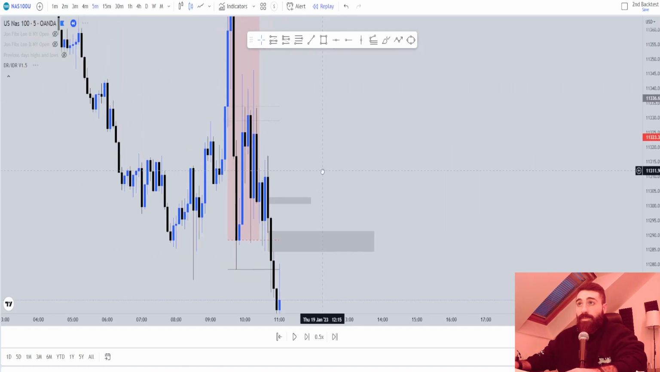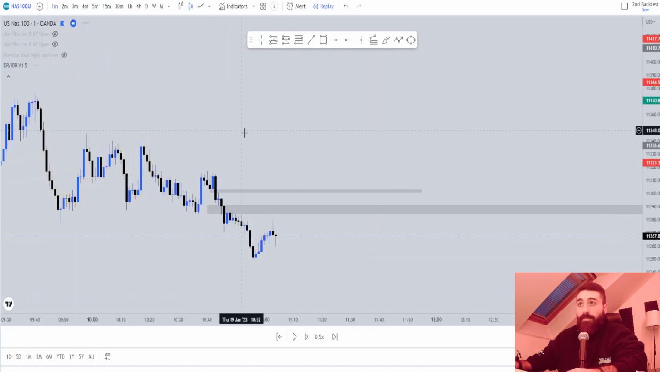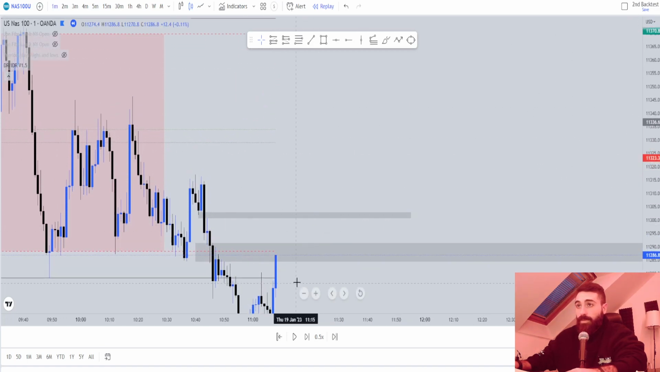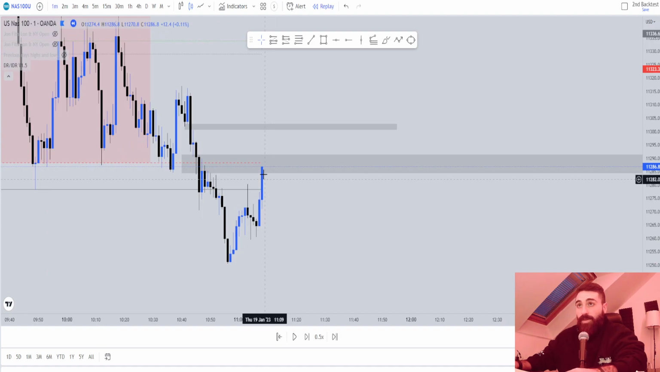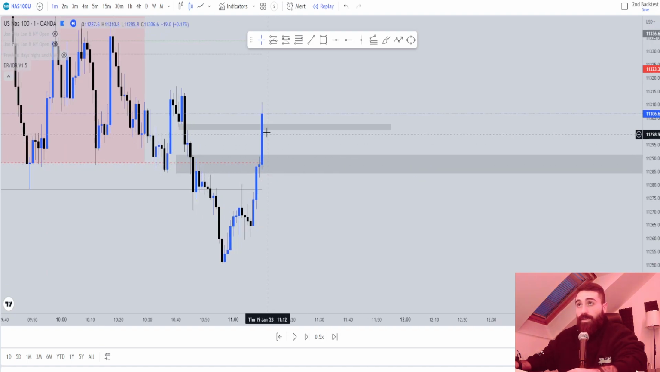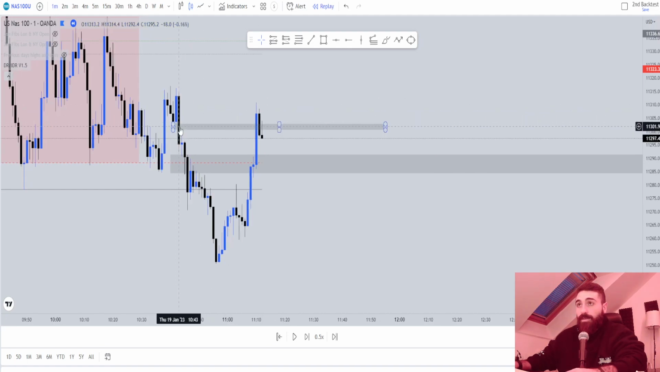Okay, let's see it on the 5 minutes. We want the price to come back here. Okay, it taps into it, but in an impulsive way. So let's wait and see if we're gonna get a rejection. Okay, we go higher to this fair value gap right here.